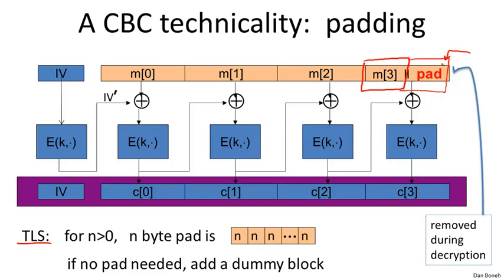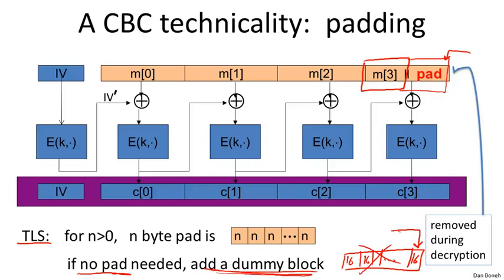So the solution is, if in fact there is no pad that's needed, nevertheless we still have to add a dummy block. And this would be a block that basically contains 16 bytes, each one containing the number 16. Okay, so we add essentially a dummy block. The decryptor, when he's decrypting, looks at the last byte of the last block. He sees that the value is 16, therefore he removes the entire block, and whatever's left is the actual plaintext.